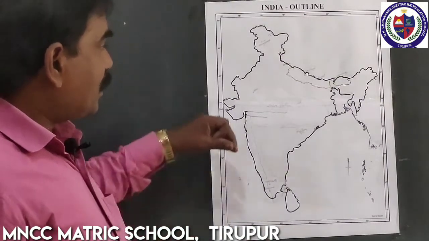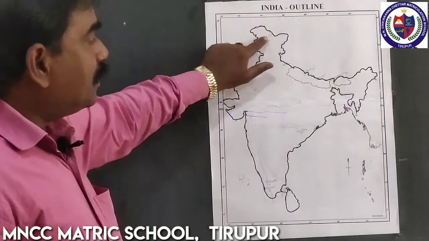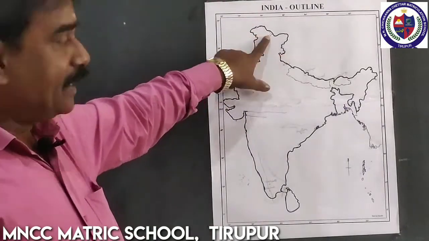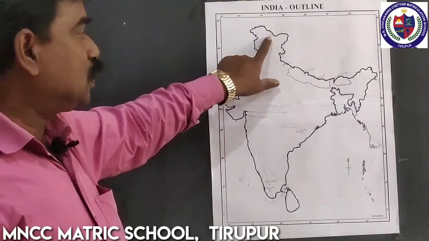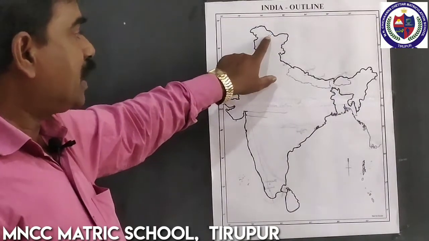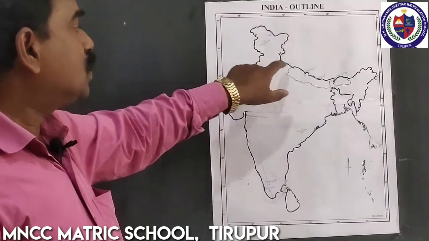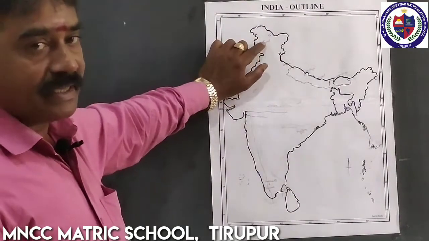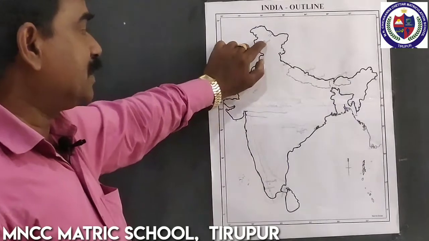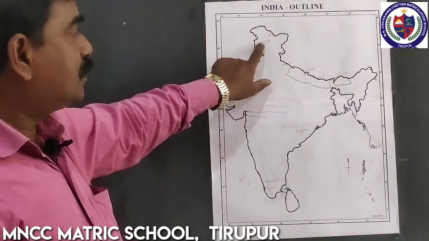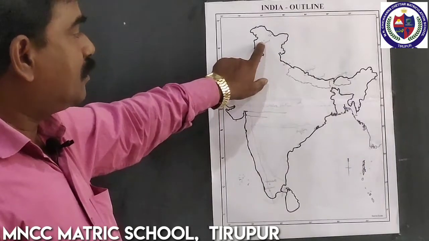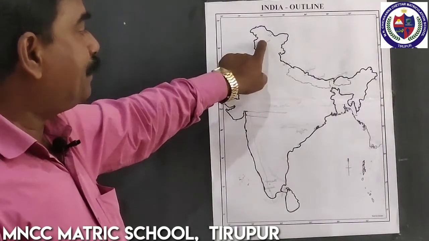Next we will come here. Here if you mark Mount K2, below that is Mount Nanga Parbat. Here K2, and below that is a mountain peak, Nanga Parbat.